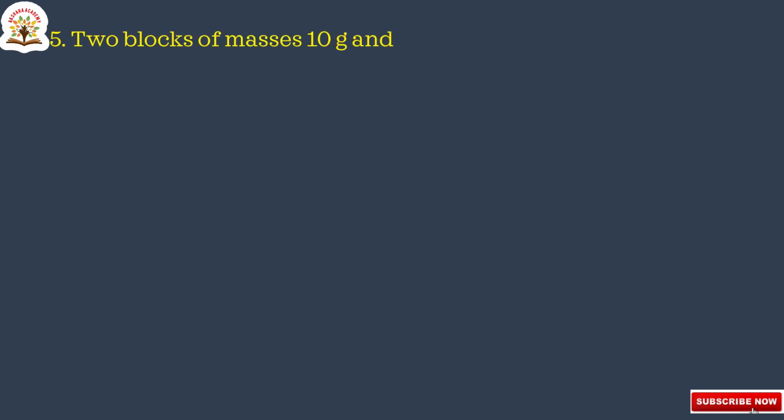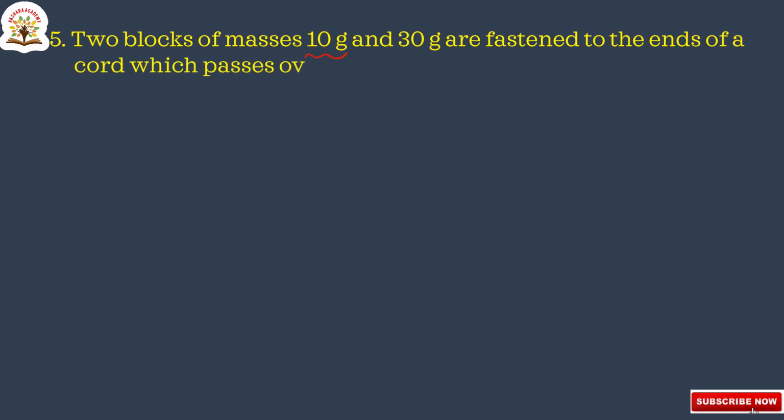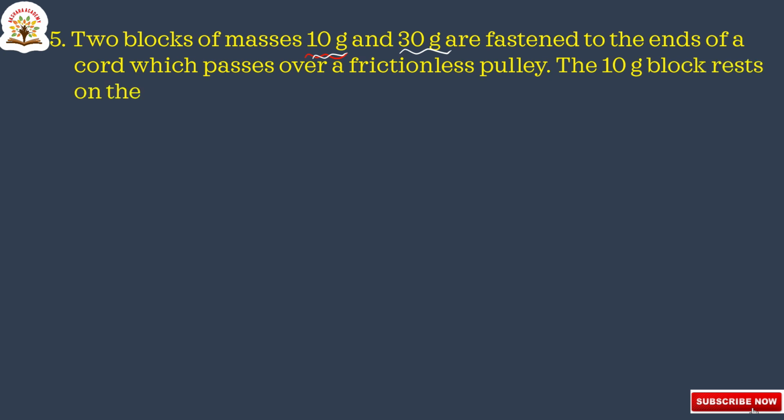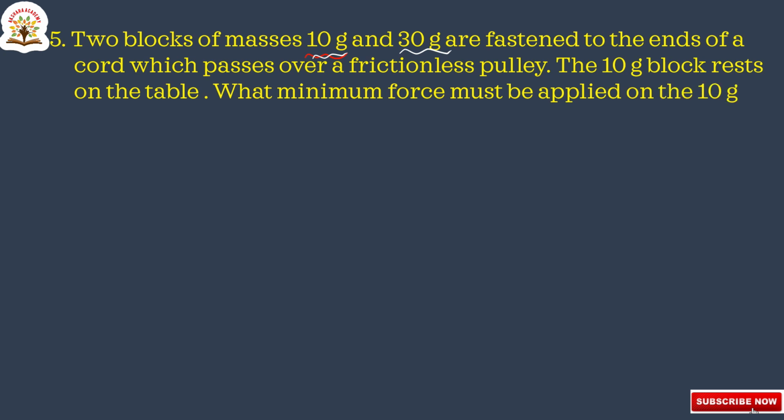Two blocks of masses 10 gram and 30 gram are fastened to the ends of a cord which passes over a frictionless pulley. The 10-gram block rests on the table. What minimum force must be applied on the 10-gram block to keep it on the table?